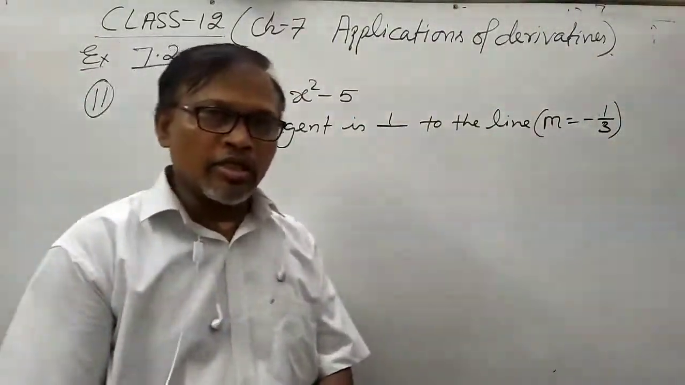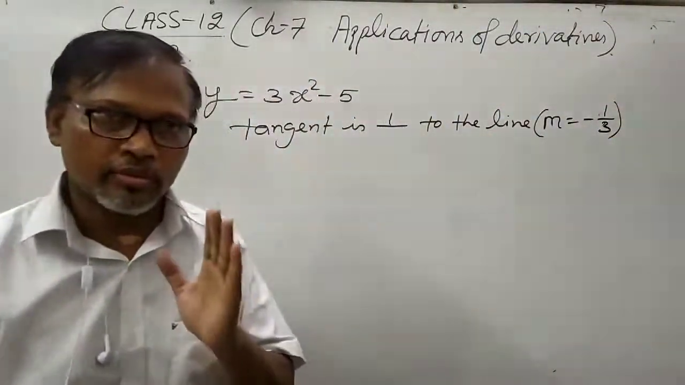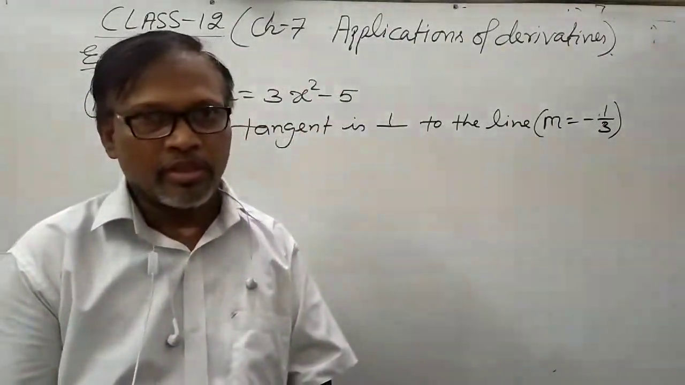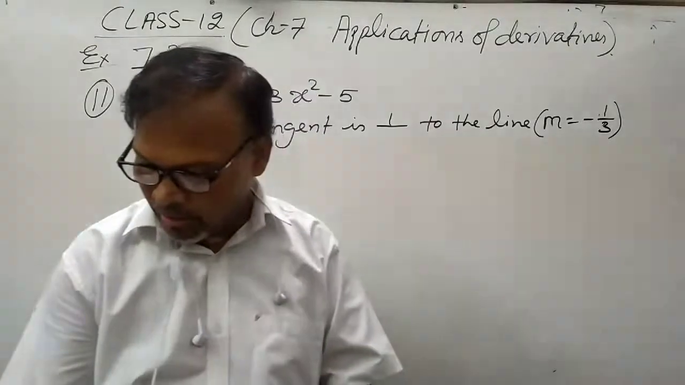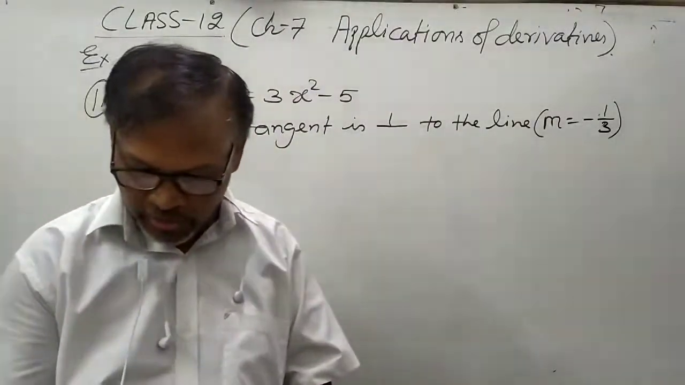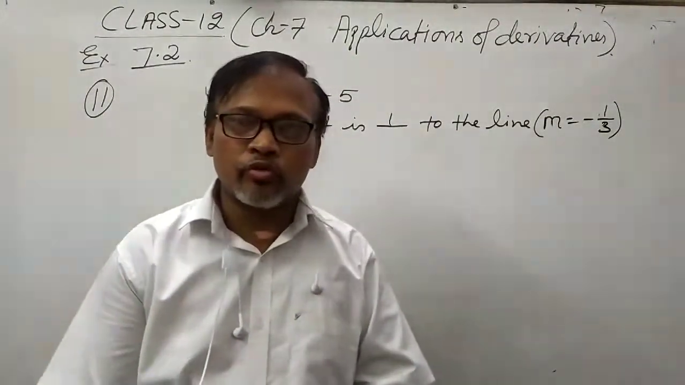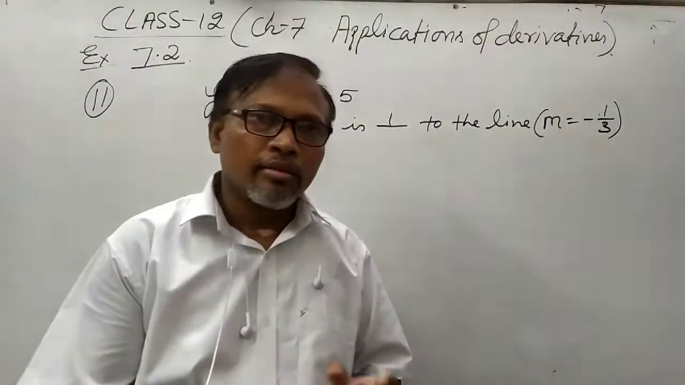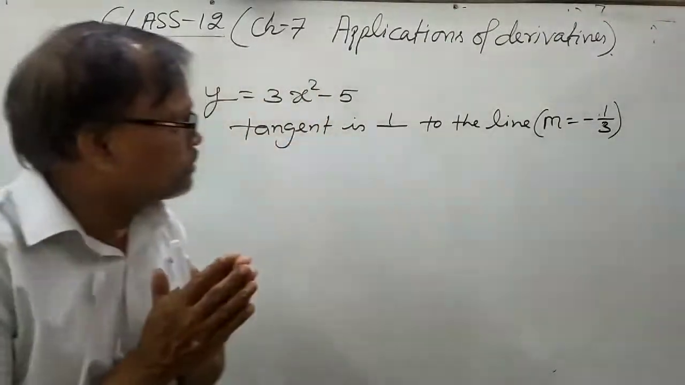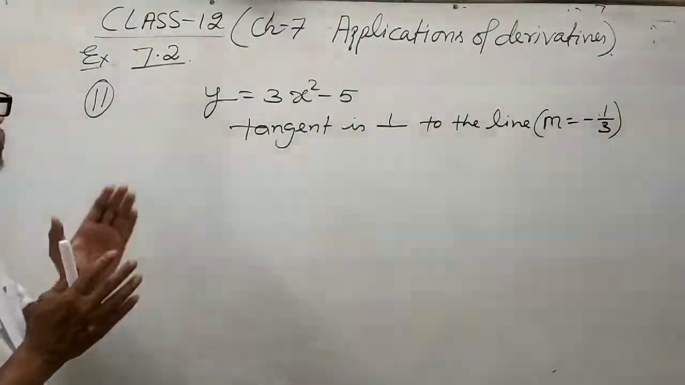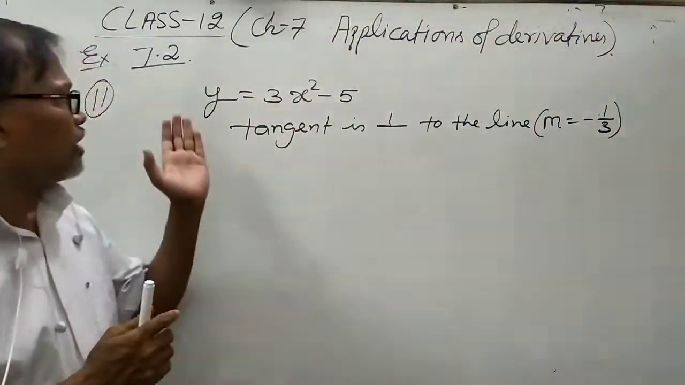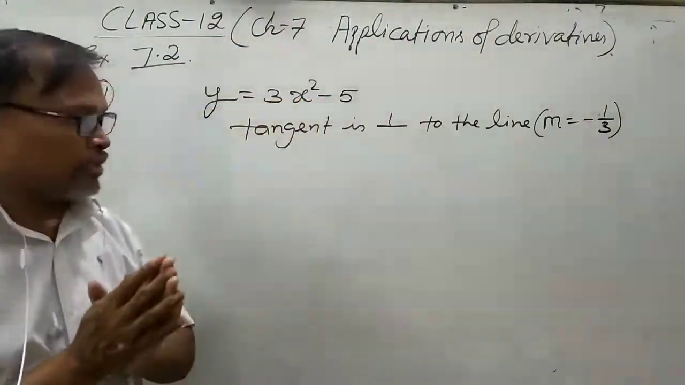This is the continuation of the application of derivative, tangent and normal. Some more questions I will tell of the tangent and normals. Exercise 7.2 of application of derivative. You can see there is a question number 11. A curve is given, y is equal to 3x square minus 5.